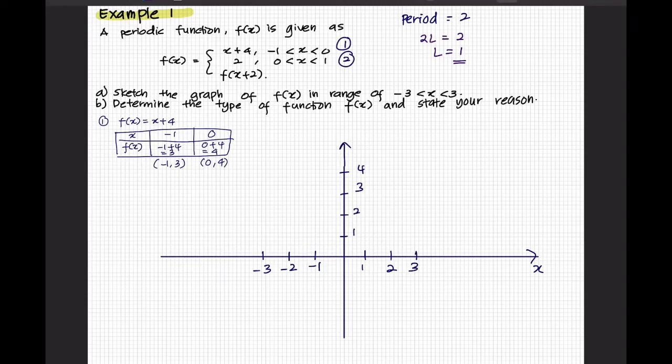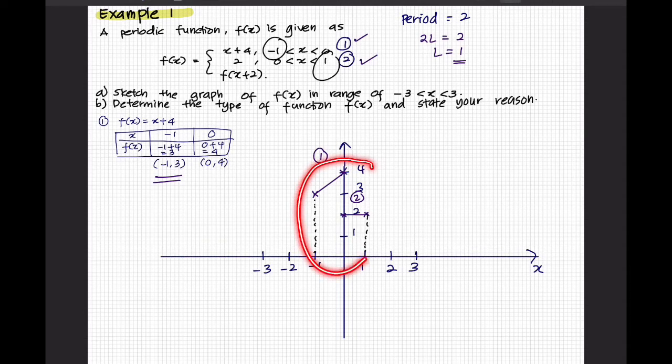So plot the graph (-1, 3). Okay, this one (-1, 3). (-1, 3) here. (0, 4). Then draw the straight line. So this is the first graph of f(x). Okay, second, when x is from 0 until 1, f(x) is 2. From 0 until 1, draw this horizontal line here. So this is the second graph. After that, you put the period using a dotted line. So the function of f(x) is from -1 until 1. So this is the complete graph for f(x).